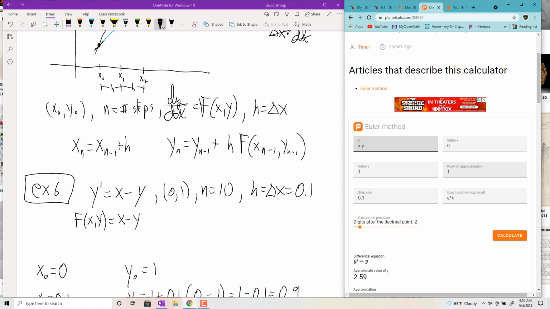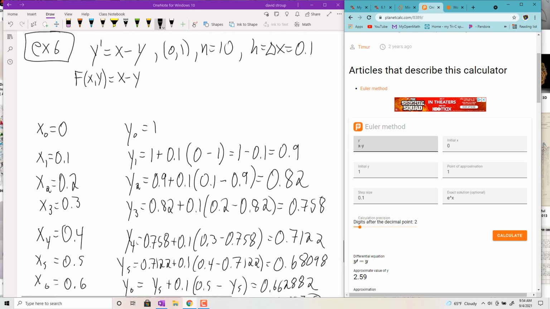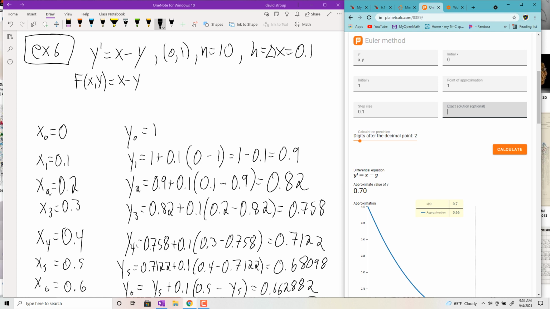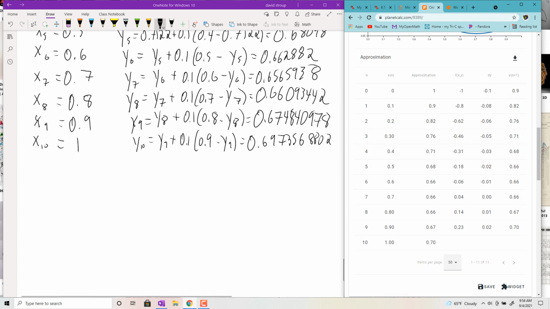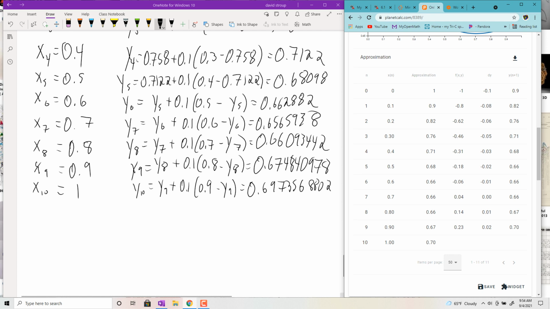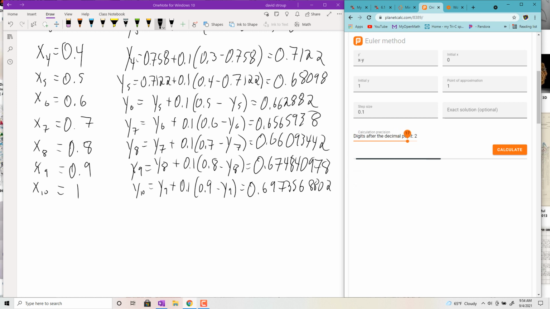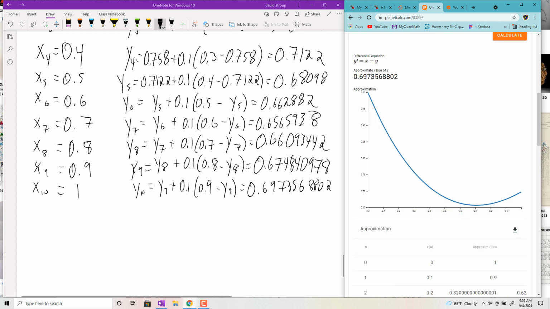The point approximation is where I'm going, so I want x equals 1. That'll give me the 10 steps if I use 0.1. I don't need an exact solution if you don't know it. And then you can calculate it, and it's rounding, unfortunately. But I don't know if it can give you better. Oh yeah, it can give you better precision. Oh yeah, so there's my answer.